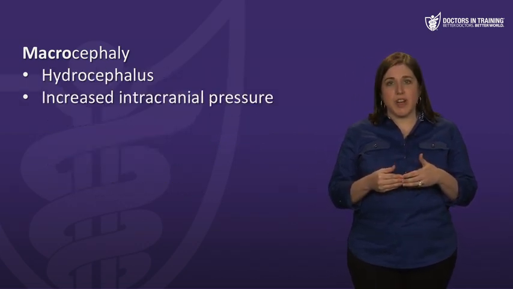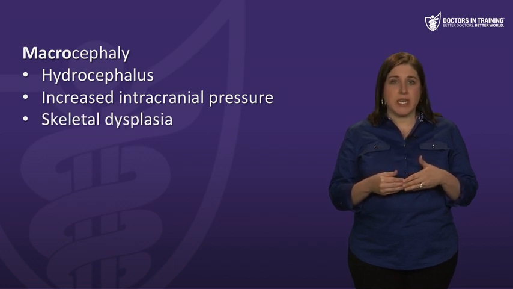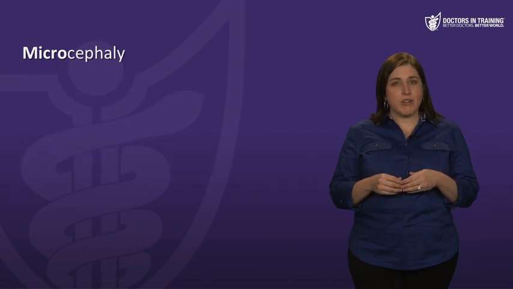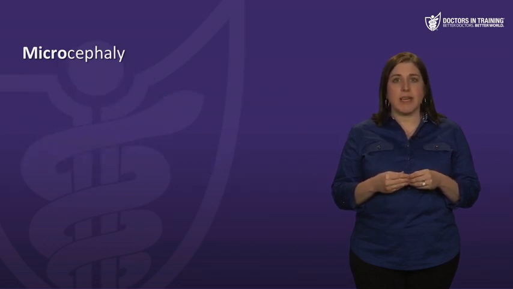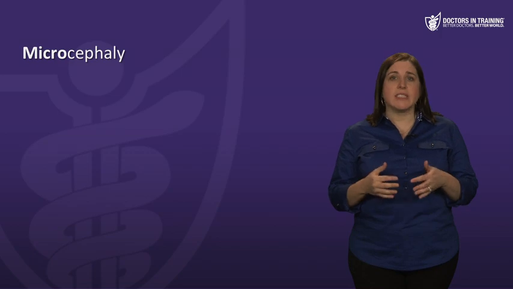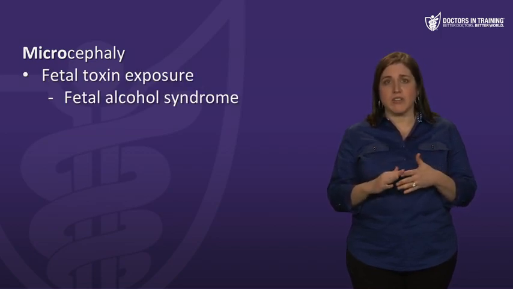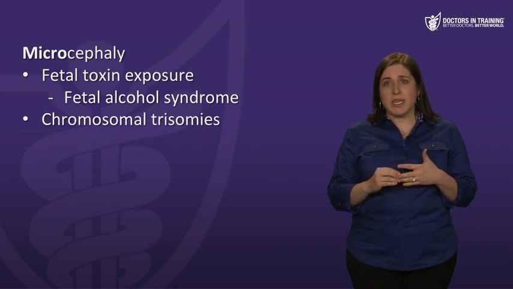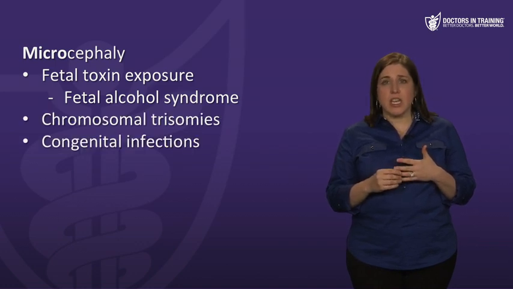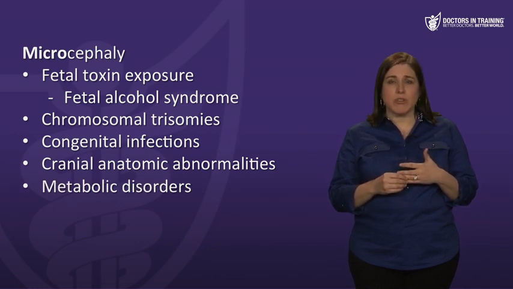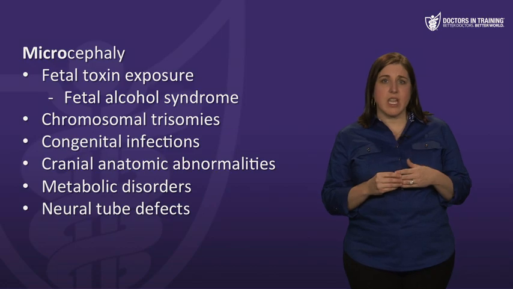hydrocephalus, increased intracranial pressure, skeletal dysplasia, acromegaly, or intracranial hemorrhage. Microcephaly can be associated with problems that make the brain grow slowly, such as fetal toxin exposure, like fetal alcohol syndrome, chromosomal trisomies, congenital infection, cranial anatomic abnormalities, metabolic disorders, or neural tube defects. The trend of growth abnormalities helps suggest certain pathologies.